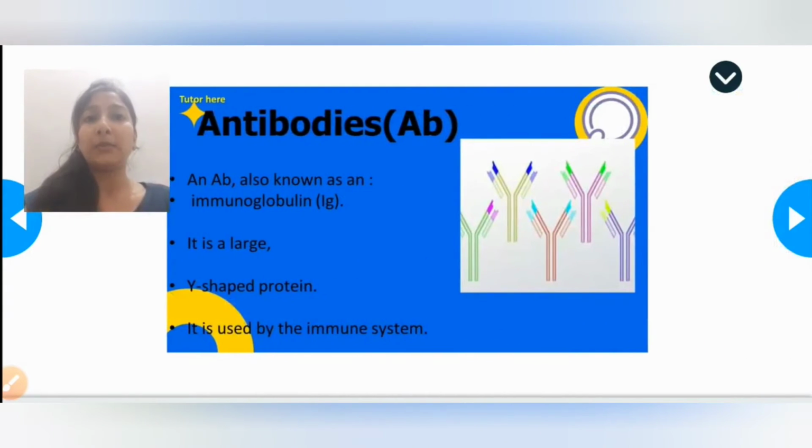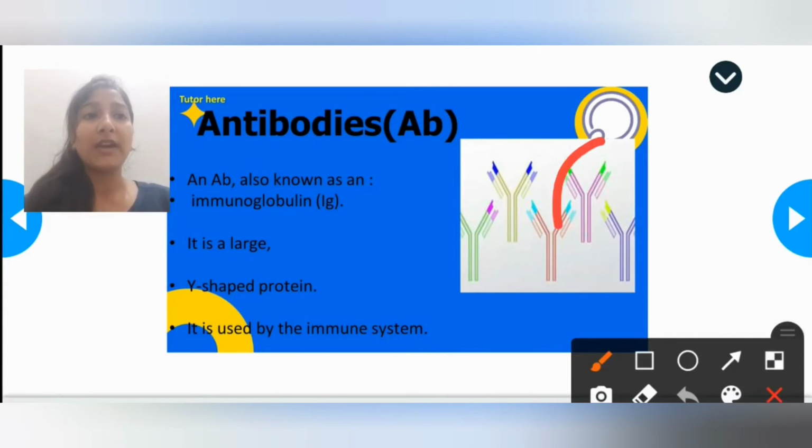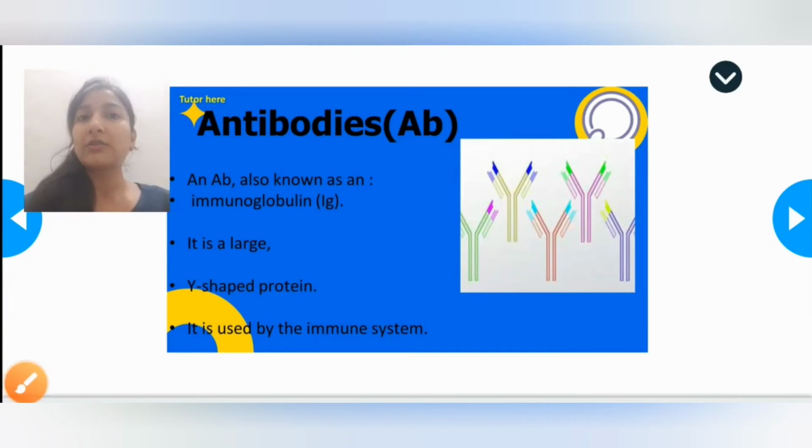So, antibodies. We denote antibodies as AB. And these are large Y-shaped proteins, as we see in the picture. The antibodies are also known as immunoglobulins. Why? Because they are found in our immune system and help in preventing illness. So that's why they are called immunoglobulins.